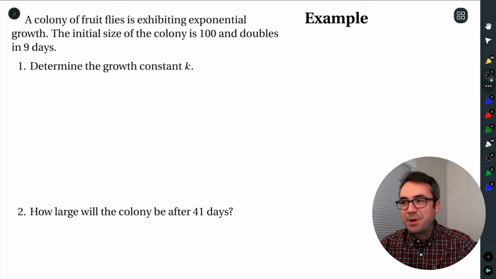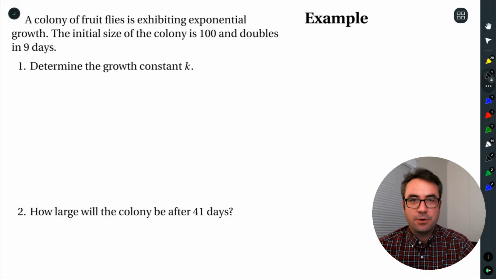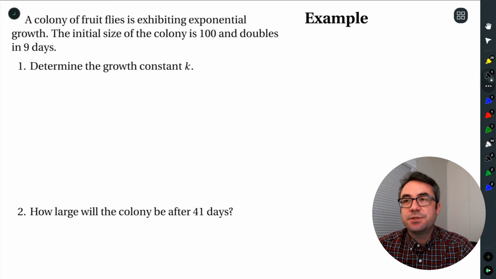All right, so as promised, another fruit fly example. We have a colony of fruit flies. They're exhibiting exponential growth, so that kind of sets up the formula for us. We know the initial size of the colony is 100, and it doubles in size in 9 days. All right, so first of all, we want to determine the growth constant, K.